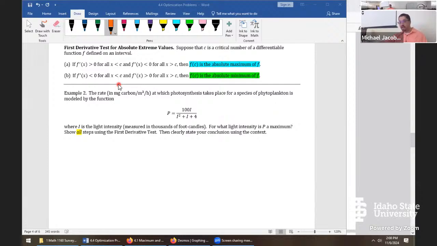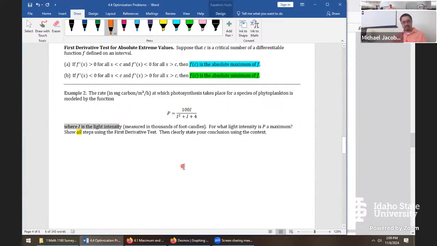This one looks like it comes from the biological sciences. It says the rate in milligrams of carbon per cubic meter per hour at which photosynthesis takes place for a species of phytoplankton is modeled by this function right here. So I guess P is going to stand for the photosynthesis taking place. I stands for, it says here, light intensity. And the unit for light intensity could be lumens, something standard, but it looks like we're using thousands of foot candles. That's just another unit for light intensity.